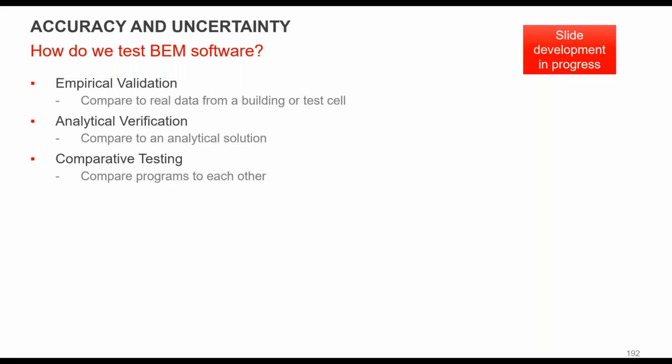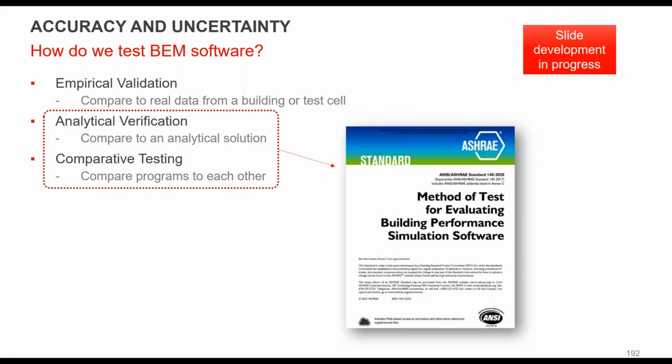One of them is to compare to real data from a building or test cell. That's empirical. It's also very hard to do, to be able to get a very accurate model in your simulation tool that matches what is real data. Analytical verification: compare to something we know we can solve analytically. One of the biggest strengths has been comparative, though, which is comparing tools. And there's an ASHRAE Standard 140 for that as well. It's a method of test for evaluating software.